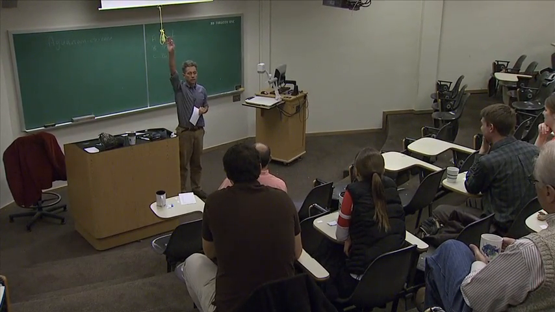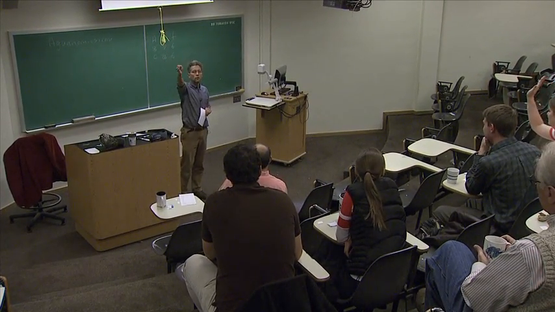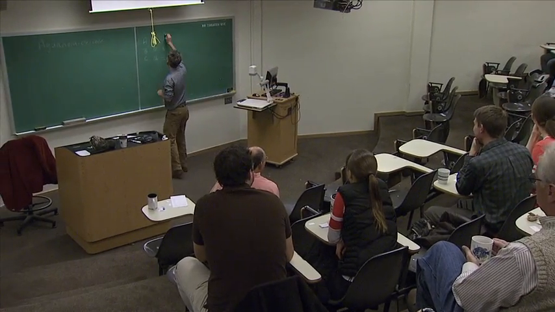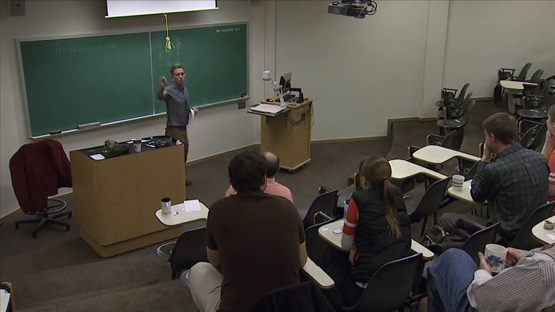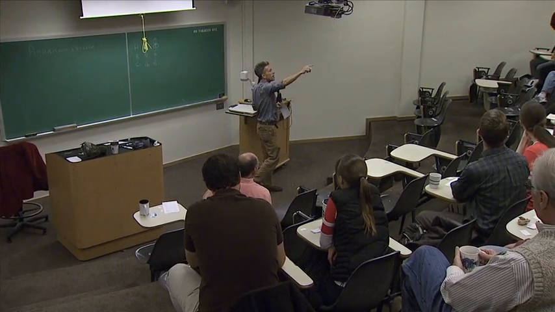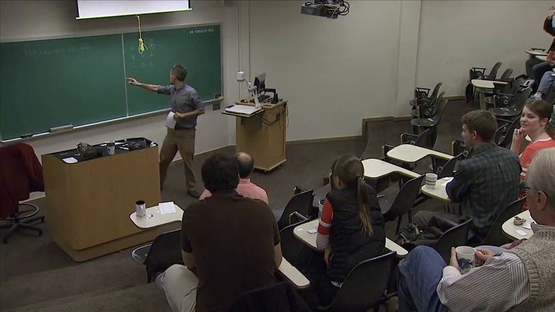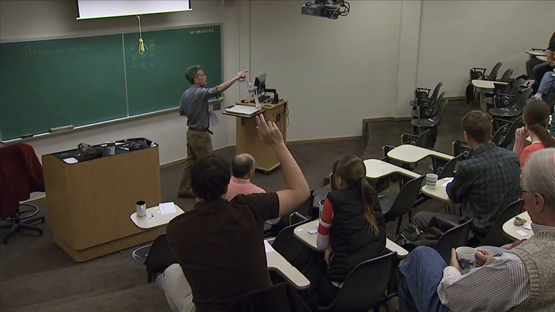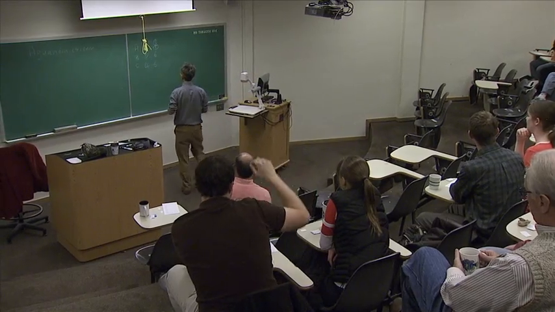How many here are A's? 1, 2, 3, 4, 5, 6, 7, 8. Oops. All right, get with the program. B's. How many B's? 1, 2, 3, 4, 5, 6. C's, 1, 2, 3, 4, 5, 6. Good. Okay, let's stop it there.